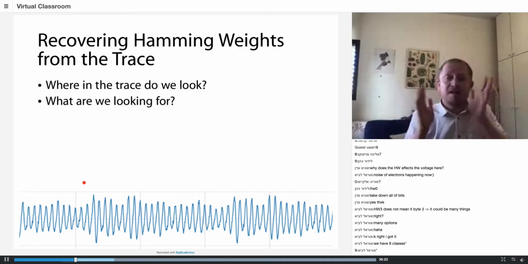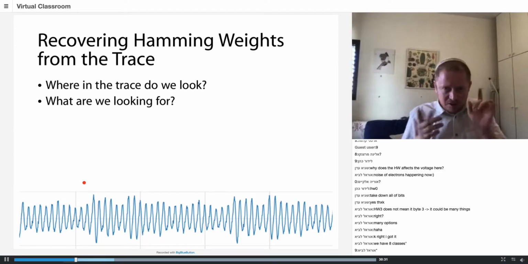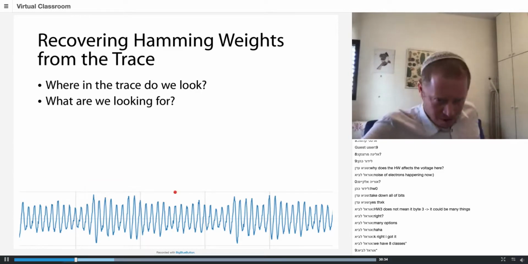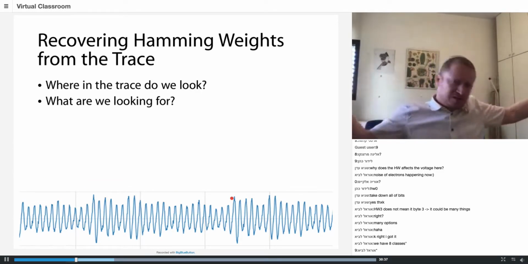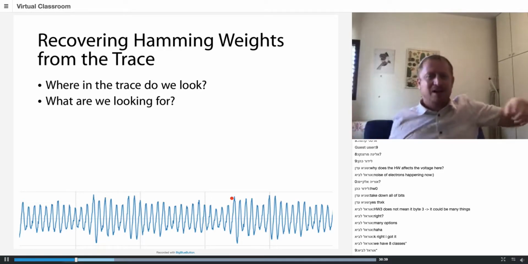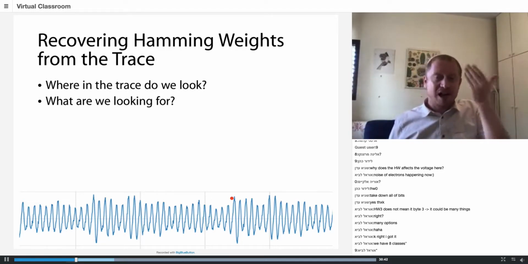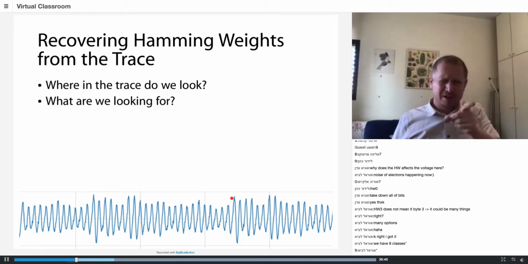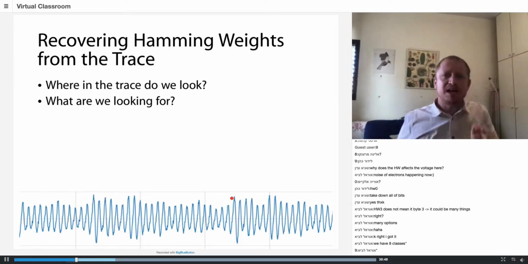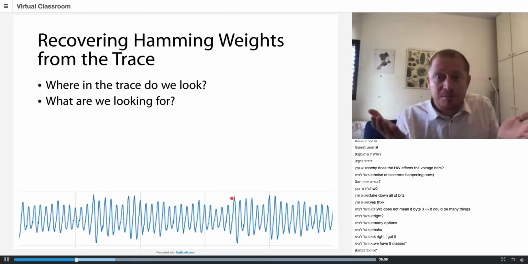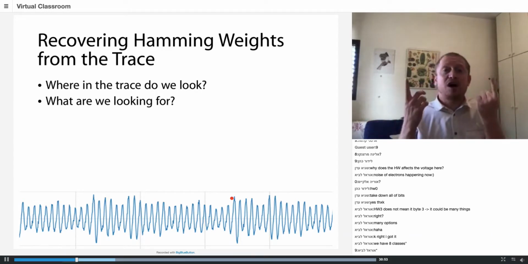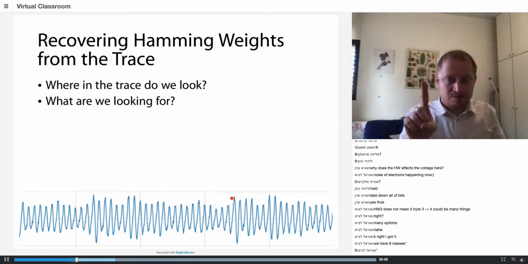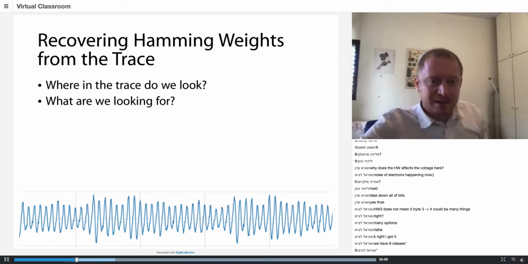So let's say we found the right place. Now what do we do with these values? I've reduced my problem from having this huge 1 million point buffer and needing to output 40 times 16 Hamming weights, to a simpler problem where I have, let's say, 50 interesting points, and I need to output 1 Hamming weight. Is this reduction clear?